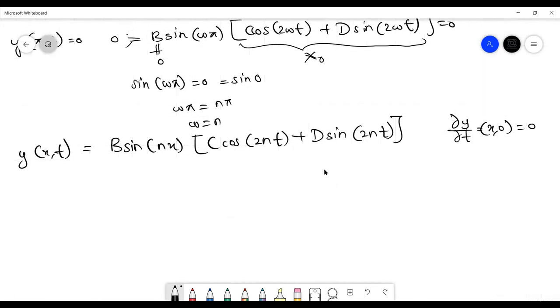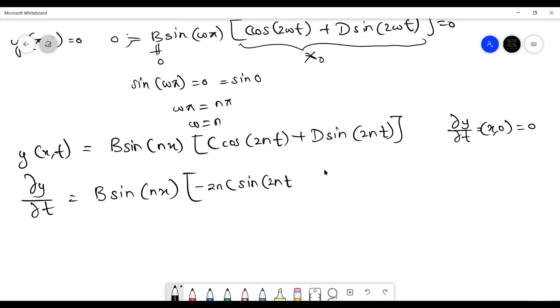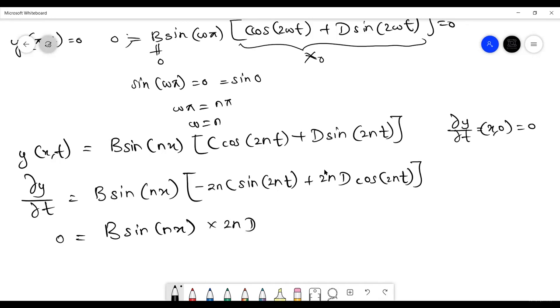So we have to do a differentiation. ∂y/∂t gives us B sin nx (−2nC sin 2nt + 2nD cos 2nt). If you substitute our boundary condition, 0 becomes B sin nx times that. Here sin nx is a constant, the only thing remaining is 2nD. We already know this cannot be equal to 0. n cannot be 0. So this implies D is 0.